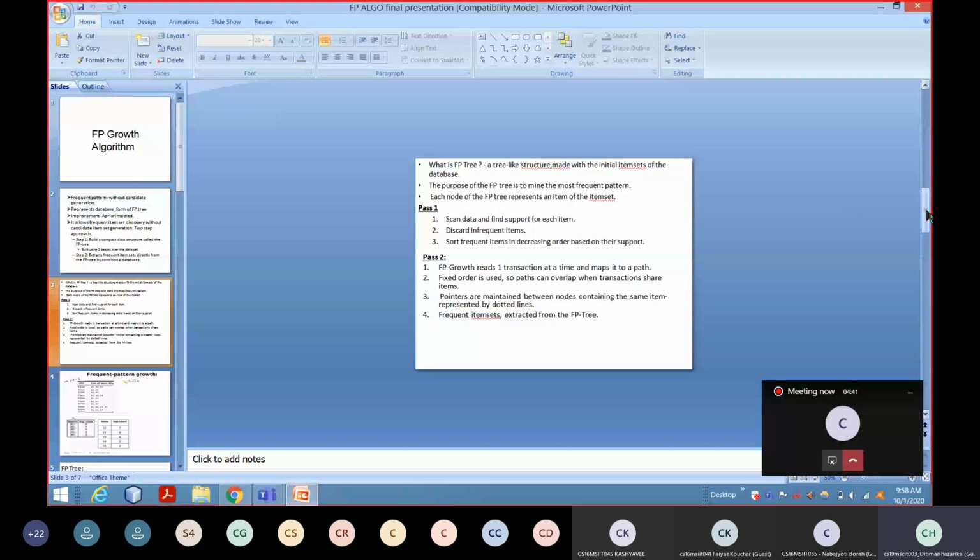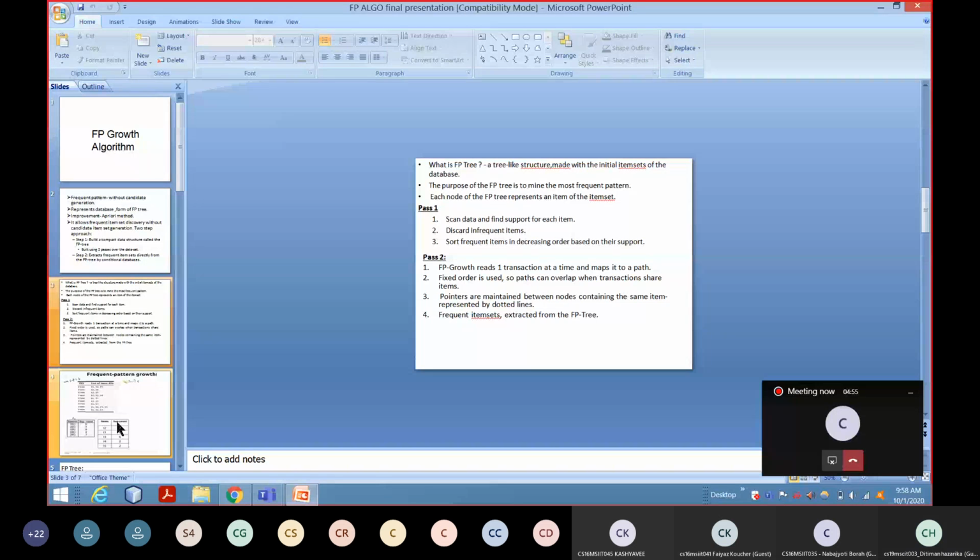In pass two, FP growth reads one transaction at a time and maps it to a path. A fixed order is used so paths can overlap when transactions share items. Pointers are maintained between nodes containing the same item, represented by dotted lines. So this is an example of frequent pattern growth.